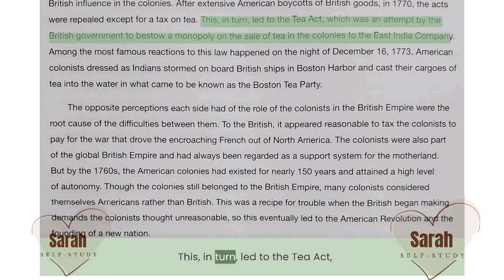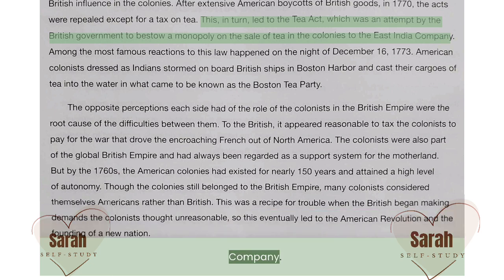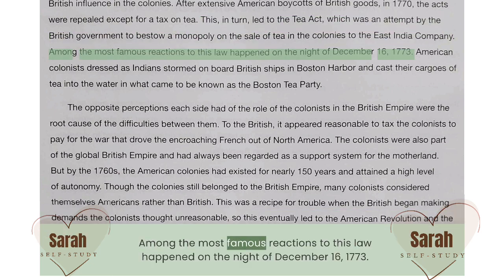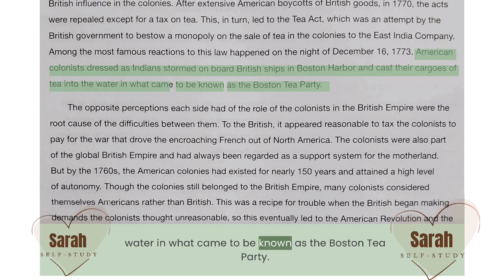This, in turn, led to the Tea Act, which was an attempt by the British government to bestow a monopoly on the sale of tea in the colonies to the East India Company. Among the most famous reactions to this law happened on the night of December 16, 1773. American colonists dressed as Indians stormed on board British ships in Boston Harbor and cast their cargoes of tea into the water in what came to be known as the Boston Tea Party.